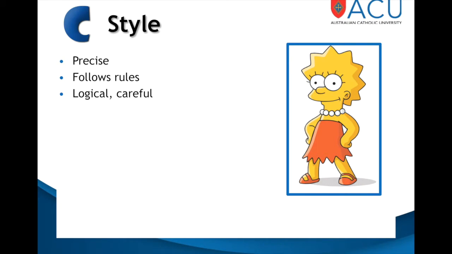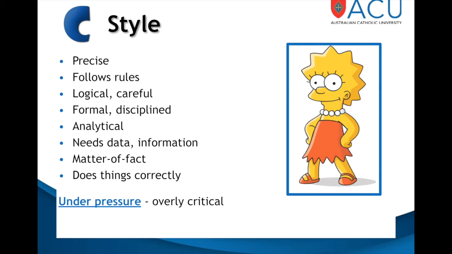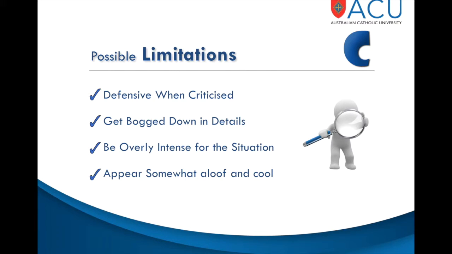C style: so precise, follows the rules, logical and careful, formal, disciplined, analytical, needs data and information, matter of fact, does things correctly. Under pressure can be overcritical, and then major fear is criticism of their work. So possible limitations for a C: a bit defensive when criticised, gets bogged down in details, can be overly intense for situations, appear somewhat aloof and cool.